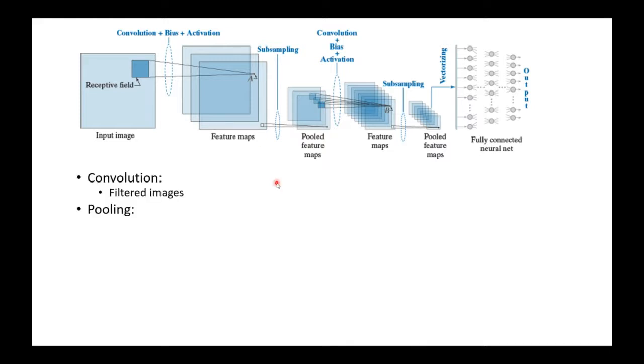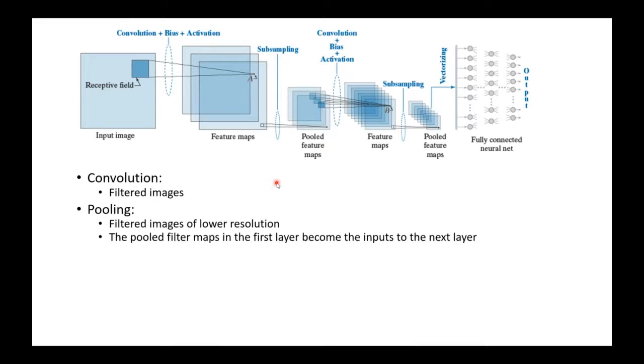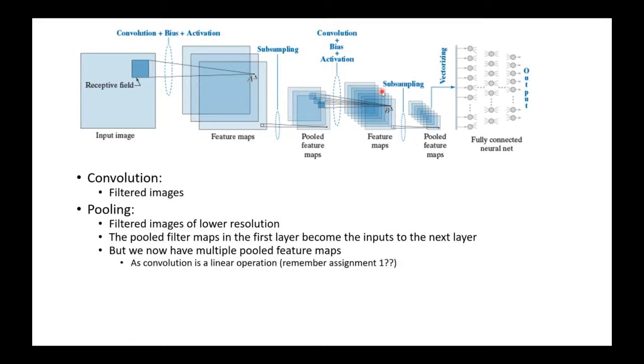Convolution gives you filtered images. Pooling gives you filtered images of lower resolution. The feature maps in the first layer become the inputs to the next layer, which is represented here. But now we have multiple pooled feature maps. That's important. The multiple pooled feature maps are combined into the next feature maps by just superposition, because these are all linear operations. I can just combine them by superposing them.